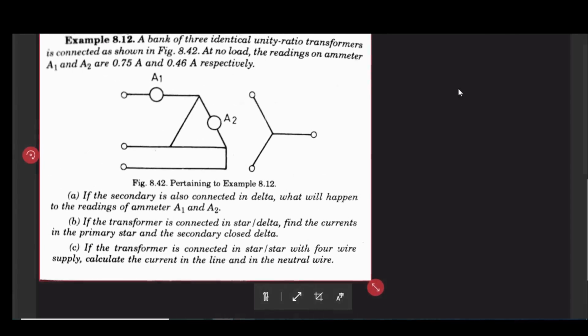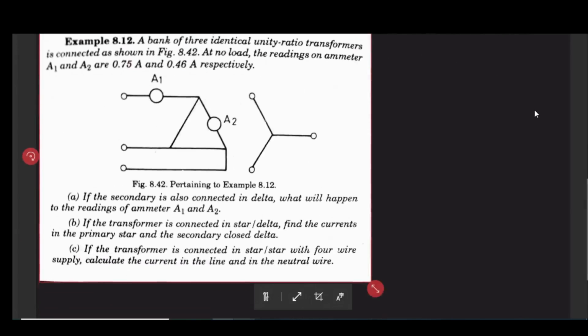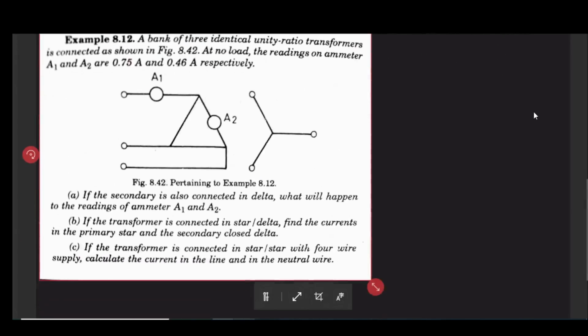A bank of three identical unity ratio transformer is connected as shown in figure. At no load, the readings of ammeter A1 and A2 are 0.75 ampere and 0.46. Clearly, A1 is carrying the line current and A2 is carrying the phase current together with the third harmonic current. But third harmonic is absent in the line current. If the secondary is also connected in delta, what will happen to the reading of that A1, A2?